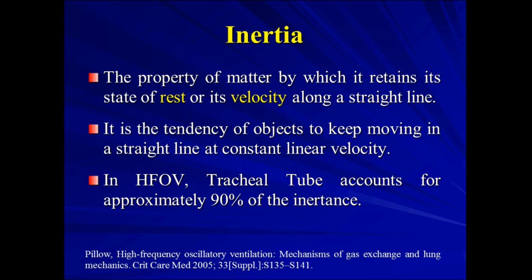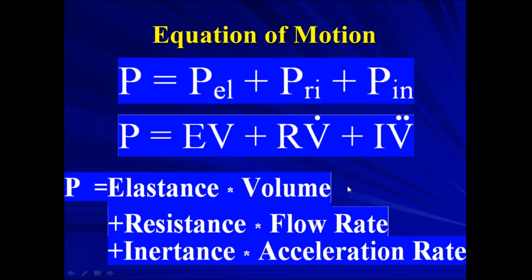So let's talk about inertia. It's the property of a matter by which it remains in its state of rest or its velocity along a straight line. It is the tendency of objects to keep moving in a straight line at constant linear velocity. In high frequency oscillation ventilation, the tracheal tube accounts for approximately 90% of inertance. So the equation of motion will be different.